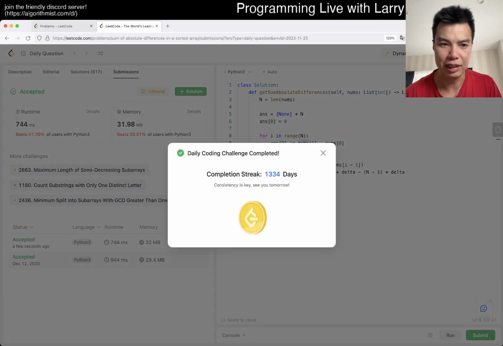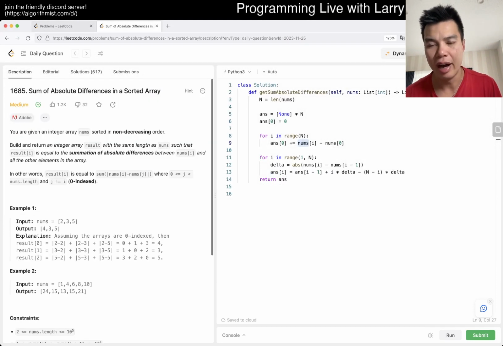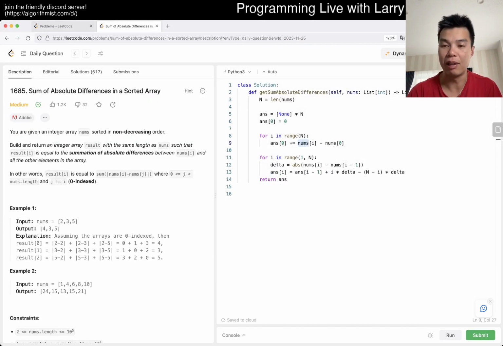And that looks good. 1334-day streak. And obviously, we can do the complexity. It's going to be linear time, linear space. You can't do better on either. Linear time because you just have to look at every element, so that's the lower bound. And space is going to be O of n because that's what you're returning. So cannot do better than that.